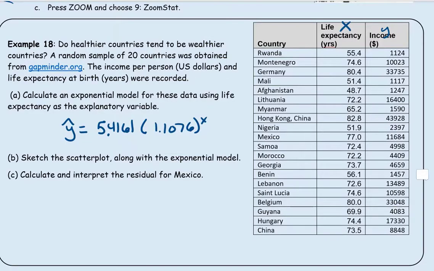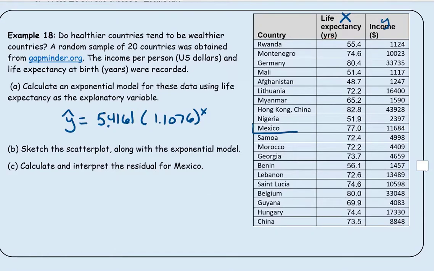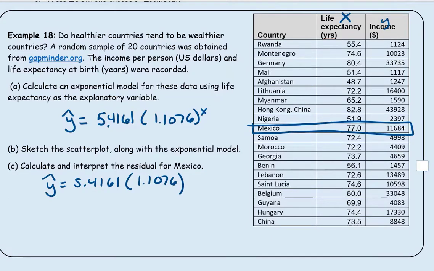Now we are going to calculate and interpret the residual for Mexico. If you look at our graph, Mexico is here. Our actual was 11,684. But we're going to put that into our calculator. So we have 5.4161 times 1.1067 to the x power. In this case, our x was life expectancy at 77. So we're going to raise this to the 77th power in your calculator.